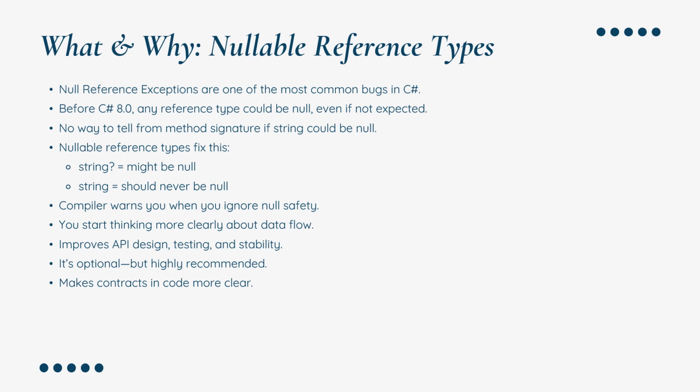Why should we care so much about nullable reference types? Because they help us catch bugs earlier, not at runtime, but at compile time. And that's a huge win. And this clarity helps everyone. Here is a simple comparison. For the old way, the method signature didn't tell me anything about nulls. But for the new way, the method tells me actually what it expects.